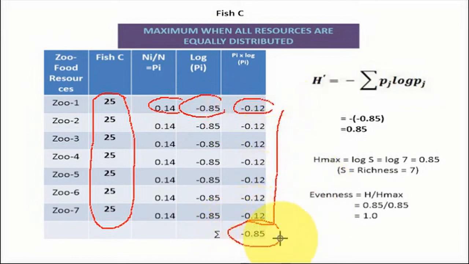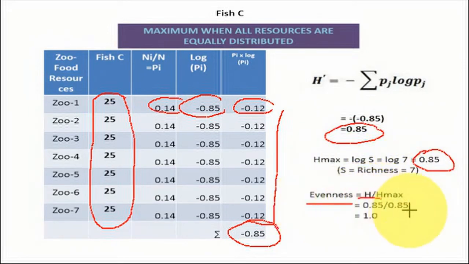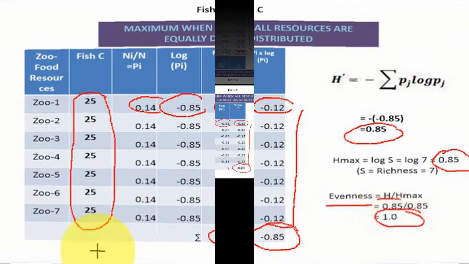Now you sum up, minus 0.85. So minus 0.85, if you find out the Shannon index, it is 0.85, and you have 0.85 as the highest Shannon index, that is H max, already we know. And if you find out the evenness, it becomes 1.0. Since all are evenly distributed, it is obviously going to be 1.0, and we have got that one.